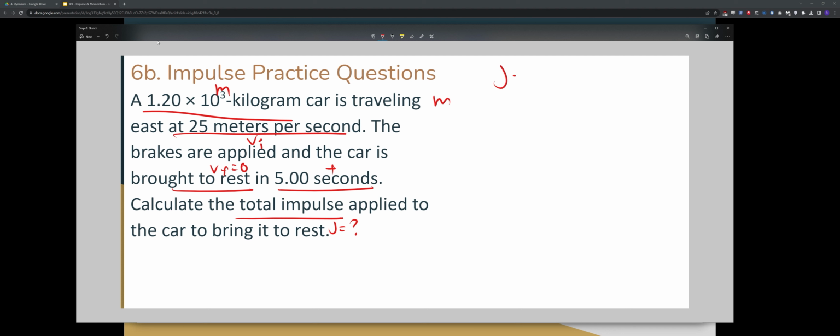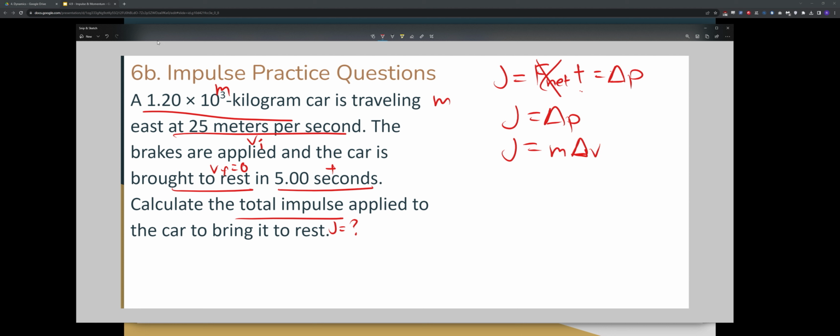So J is equal to F net times T is equal to delta P, or it's essentially M delta V. We don't have a net force here. We have time, yes, we have time. Time is 5 seconds, but we don't have net force. So we are going to use this other formula here. I'm going to break it down.